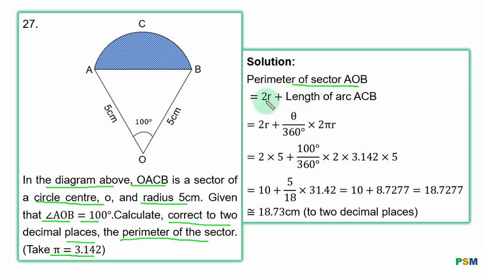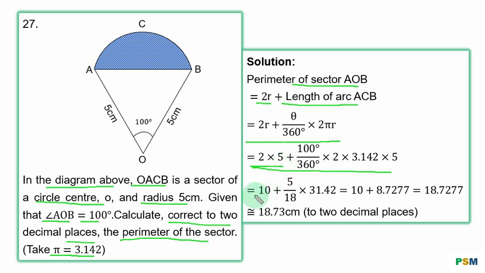Solution. Perimeter of sector AOB is equal to 2 times radius plus length of arc ACB, written in this form. The radius is 5. The angle of the sector is 100 degrees. Pi is also given. You come here and replace the various parameters with what they stand for. You have this result. This is one term.